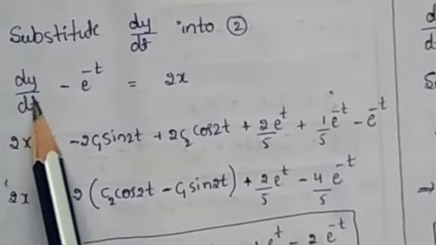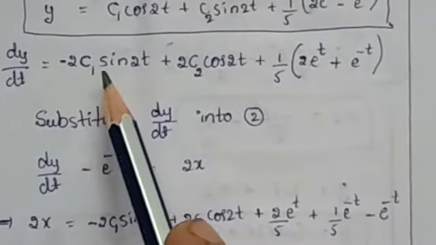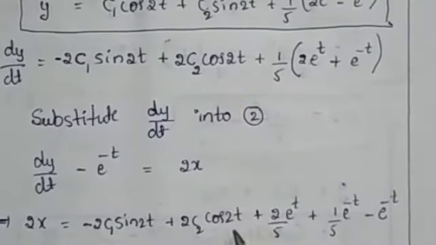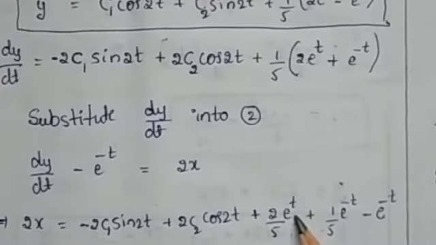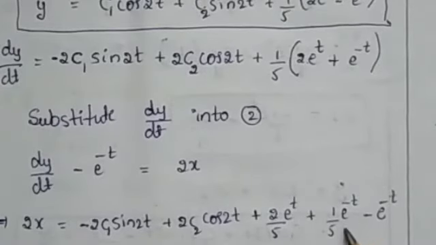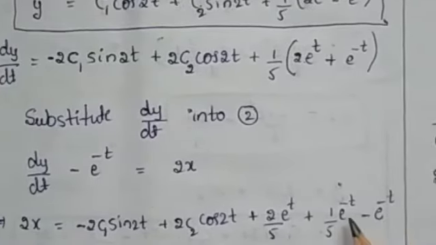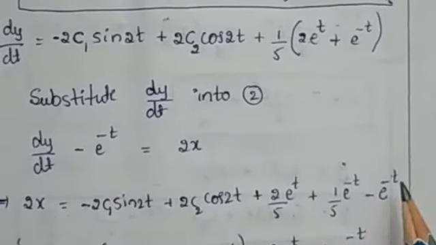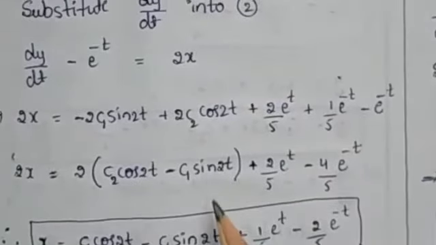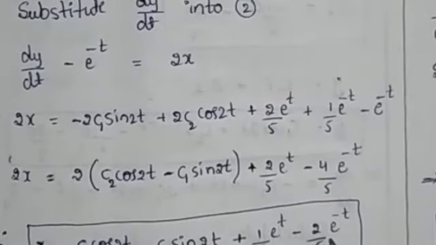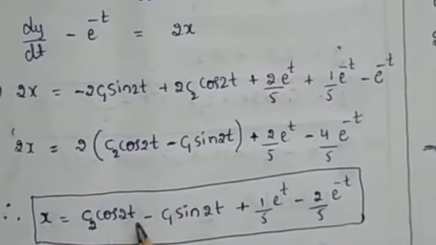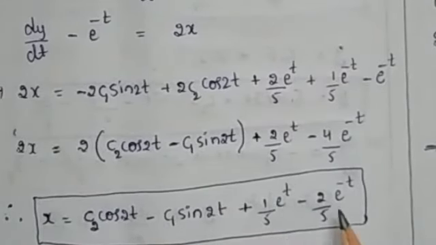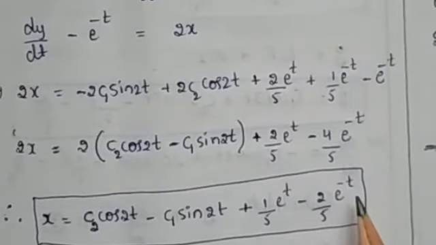Then equation 2 gives dy/dt - e^(-t) = 2x, where dy/dt is -2c1 sin 2t + 2c2 cos 2t + 2/5 e^t + 1/5 e^(-t). In this case there is a minus e^(-t), so you get minus e^(-t). After solving this you get the x value. The x value is c2 cos 2t - c1 sin 2t + 1/5 e^t - 2/5 e^(-t).